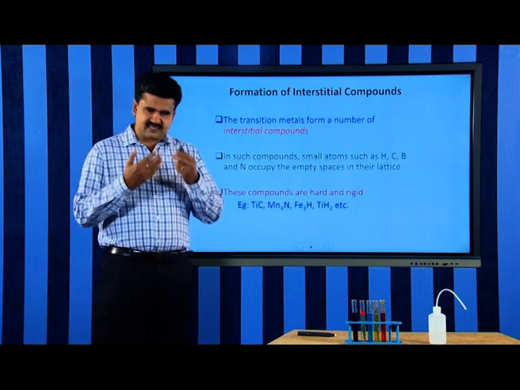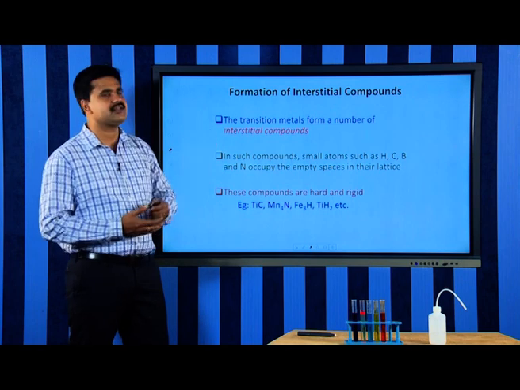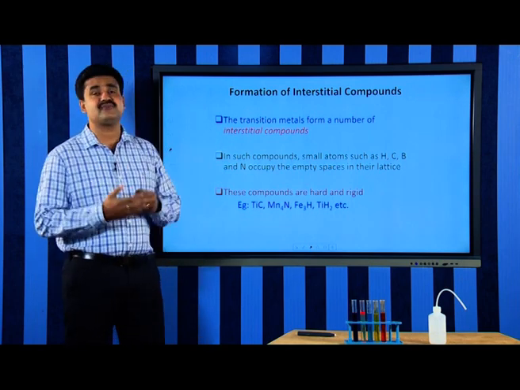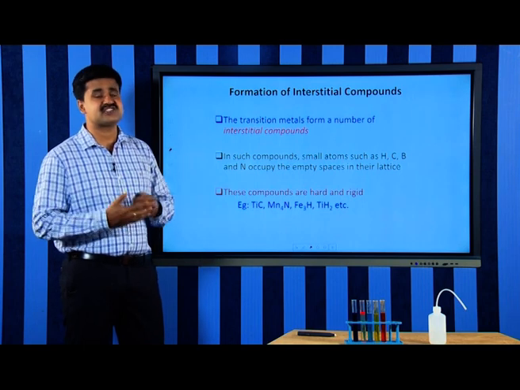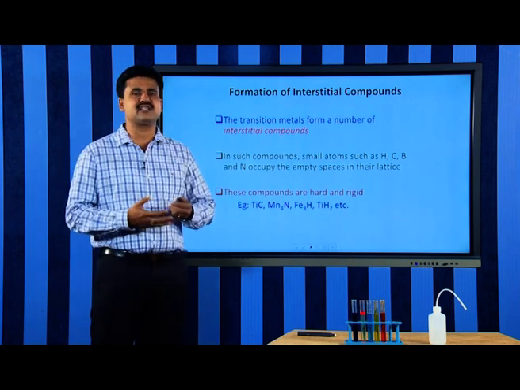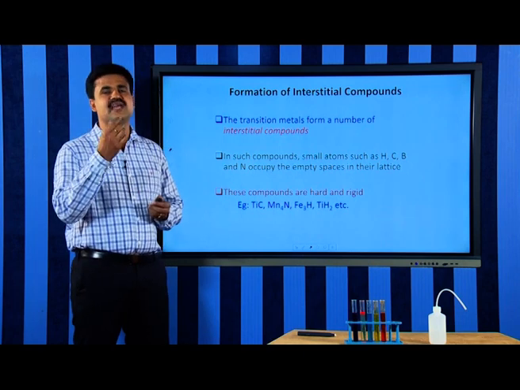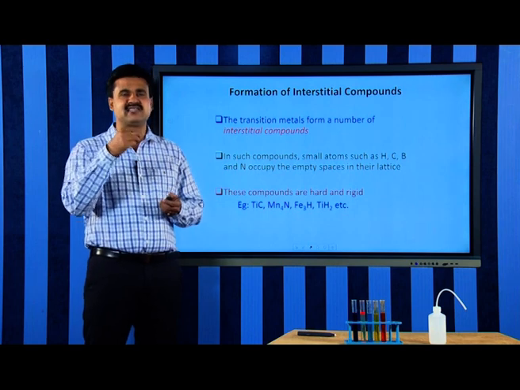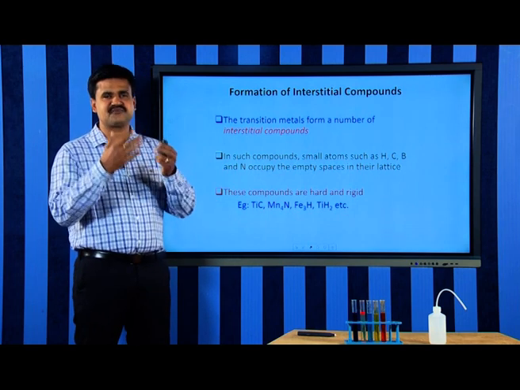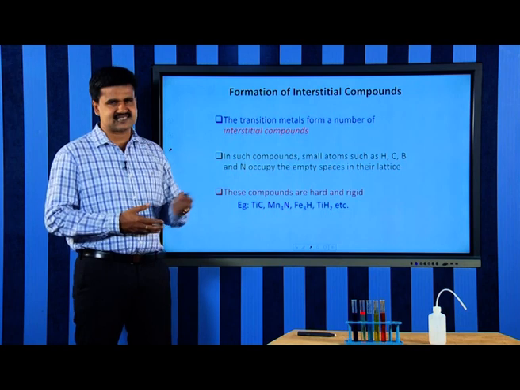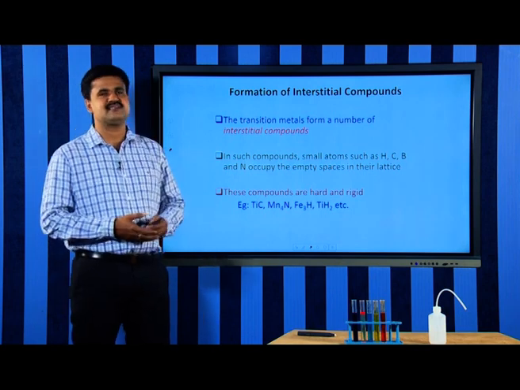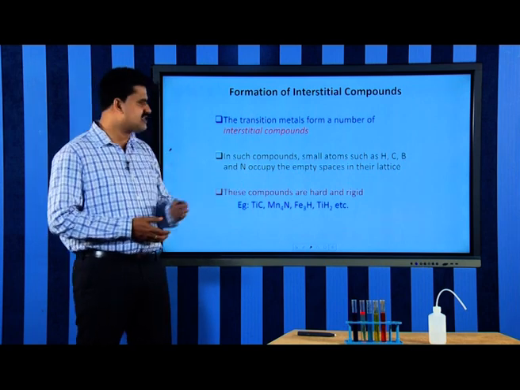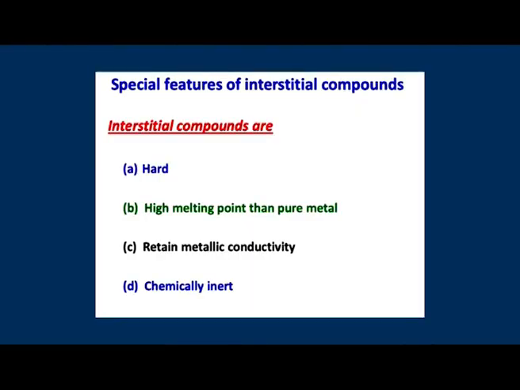Next characteristic feature is the formation of interstitial compounds. Transition metals form a number of interstitial compounds. What are interstitial compounds? These are a category of compounds in which small elements like carbon, hydrogen, boron, nitrogen, etc. will occupy the lattice or the free space of the transition metal. Several examples are reported. For instance, TiC, Mn4N, manganese nitride, Fe3H, TaH2, etc.